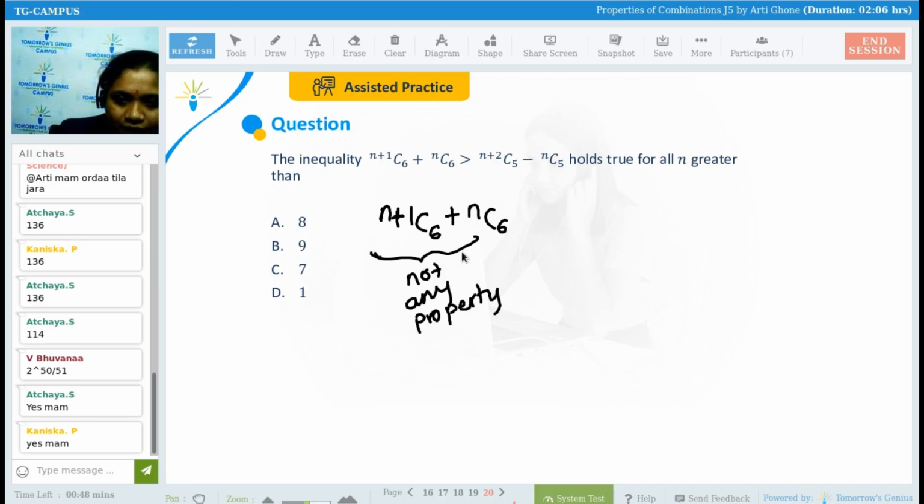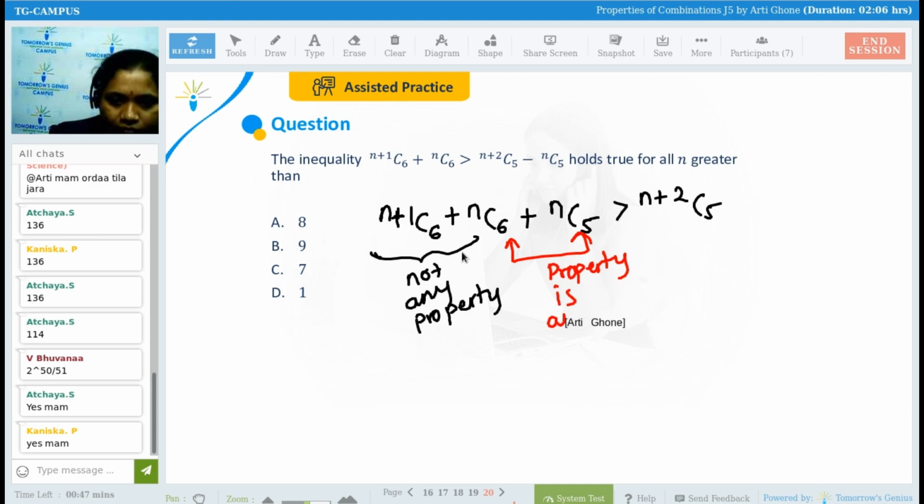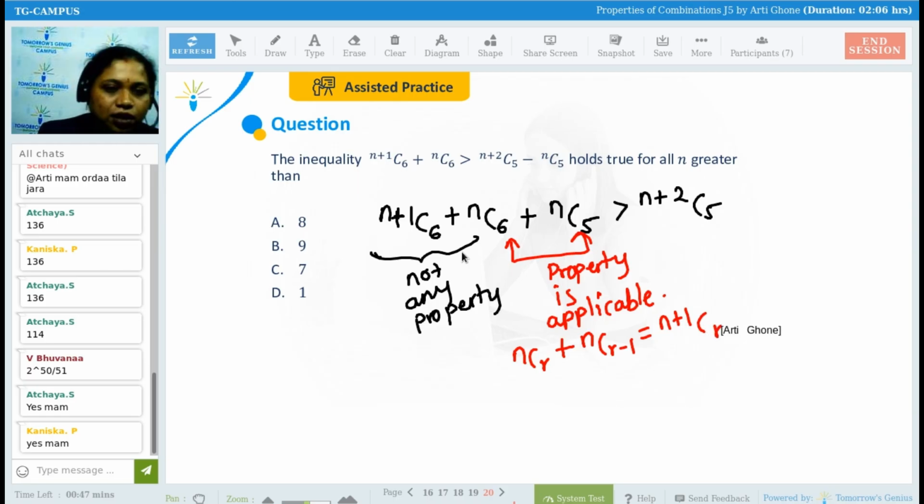But if I put this minus on this side, that is NC5 is greater than N plus 2C5, and then if we see, here the property is applicable. In between these two the property is applicable. So which property is applicable? nCr plus nCr minus 1 is equal to n plus 1 Cr. Clear? Okay. You will try with this property now. Hint is already provided to you. Please try this question.